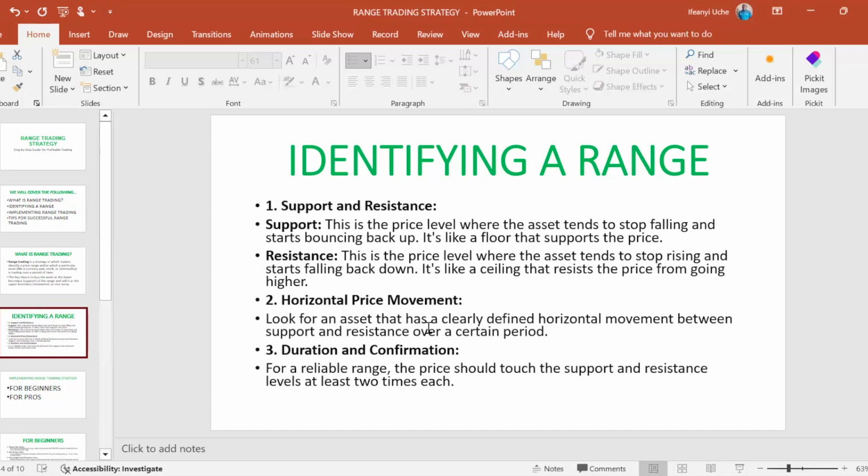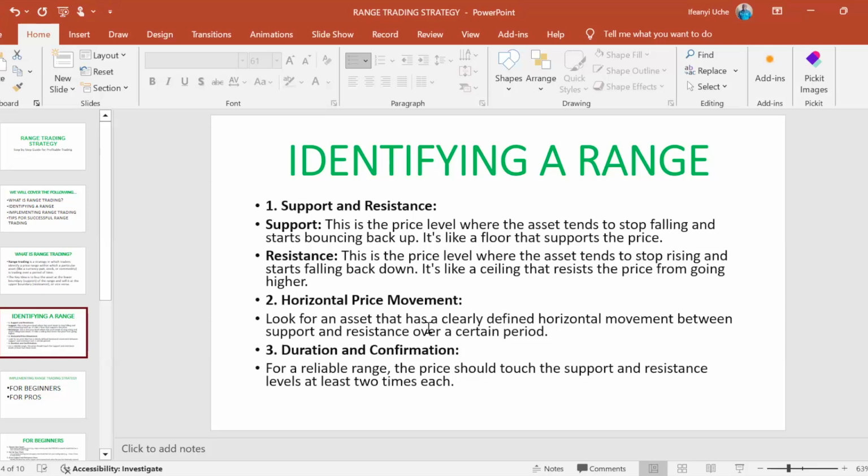So when the support and the resistance have been established, the next thing you now observe is the horizontal price movement. You begin to look for the particular asset or currency pair or instrument that has a clearly defined horizontal movement between the support and resistance over a certain period. So by the time we go to the charts, you see this happening. And then after that, watch to find a reliable range. So you need to have a duration you have taken into account and then the confirmation.